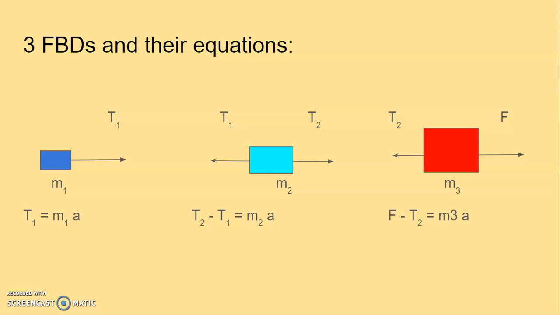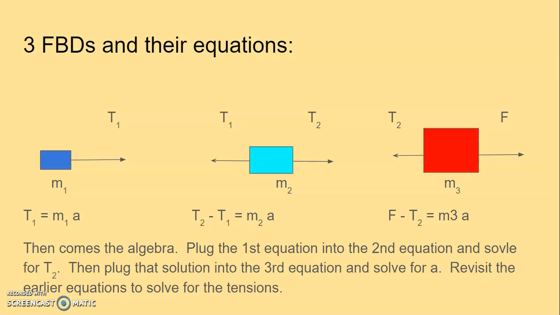Now the next box, M2. T2 is pulling to the right, T1's pulling to the left. We get T2 minus T1 equals M2A. And then finally, the big box on the far right, the force is pulling to the right, T2 is holding it back, and we got force minus T2 equals M3A. Oops, I should have made that M3, that little 3 a subscript. Sorry about that.